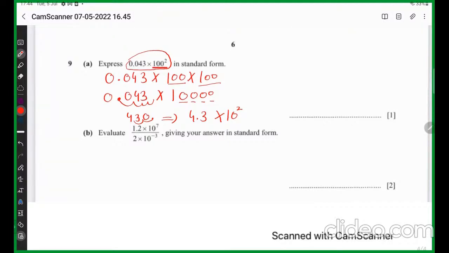So this would become 430 and you had to give the final answer in standard form. So 430 can be written as 4.3 multiplied by 10 power 2. This was a decimal and I've moved the decimal 2 units to the left. So it would become 4.3 multiplied by 10 power 2.